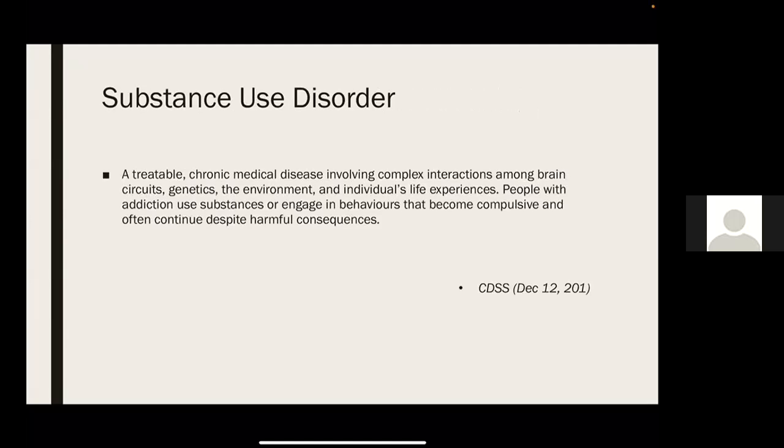Oops, that is the wrong... mistake on the presentation. This definition of substance use disorder is actually not by CDSS. It's by the American Society of Addiction Medicine. So substance use disorder is defined as a treatable chronic medical disease involving complex interactions among brain circuits, genetics, and the environment and the individual's life experiences. People with addiction use substances or engage in behaviors that become compulsive and often continue despite harmful consequences. So substance abuse is a major cause in disabilities and can lead to death if untreated or inadequately treated.